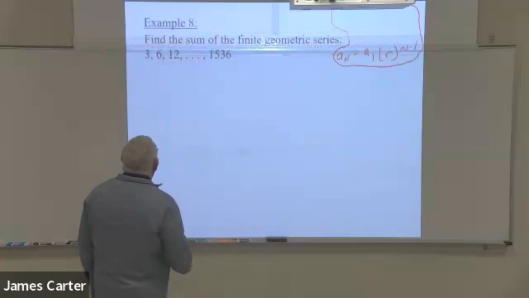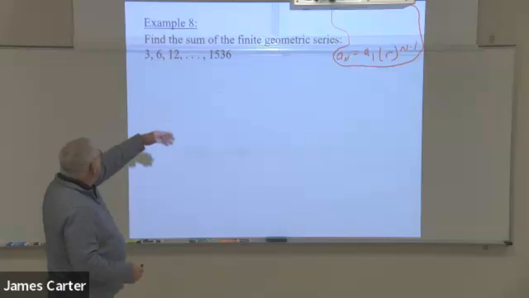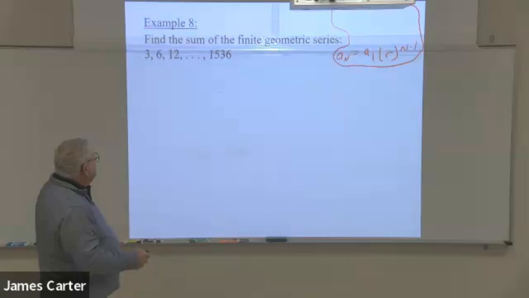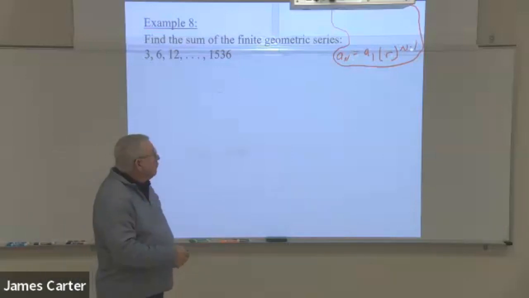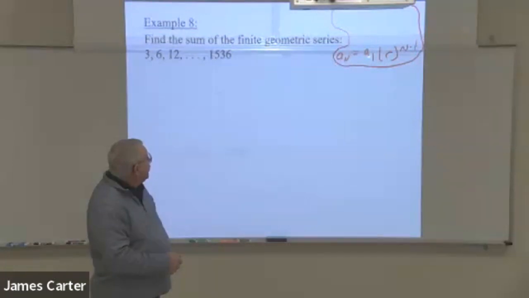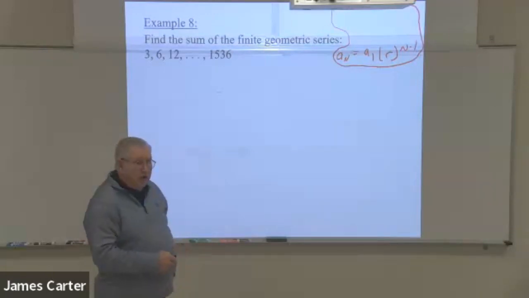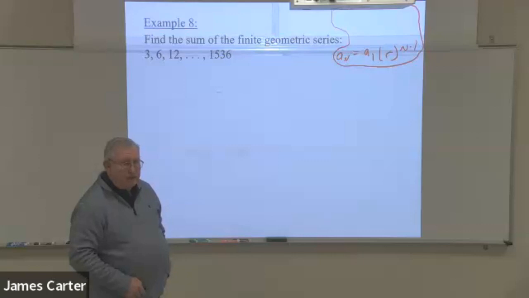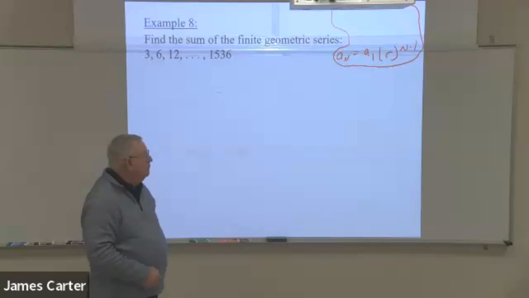Now, to find the sum of this finite geometric series, you've got a totally different formula for that. The first term times the common ratio, meaning how you multiply from one number to the next to the next, to the n minus 1 power. Now that's your formula for that one.